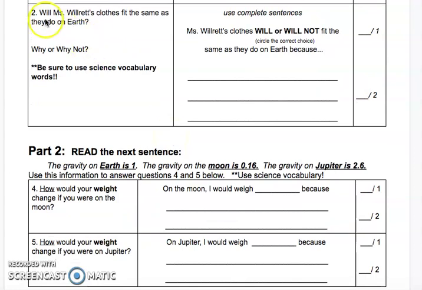All right, students, number 2. Will Miss Wilrit's clothes fit the same as they do on Earth? Her clothes. Why or why not? Be sure to use science vocabulary, all the science words that we used, your science vocab words from your vocab boxes. So first you're going to say, Miss Wilrit's clothes will fit or will not fit the same as they do on Earth because, and you're going to explain why. Okay, so press pause, press play when you're ready to go on.